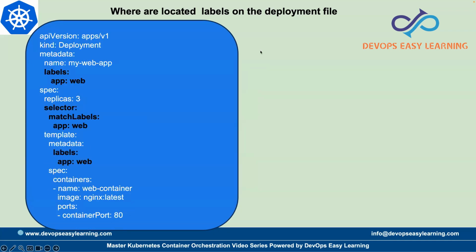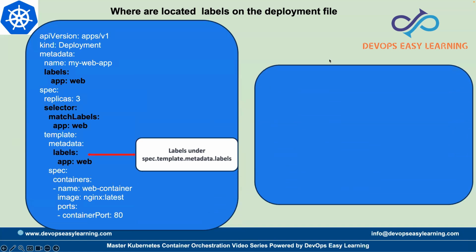So another location where we see a label is under the template, right? Under the template, you also have the label, and the template also has metadata, right? We say template metadata, then it is followed by the label. Now, what are these labels that are under the template? It's simple. The labels that you see under the template are basically the labels that will be created on the pod, right? So when we are creating the pod, those labels will be placed there.